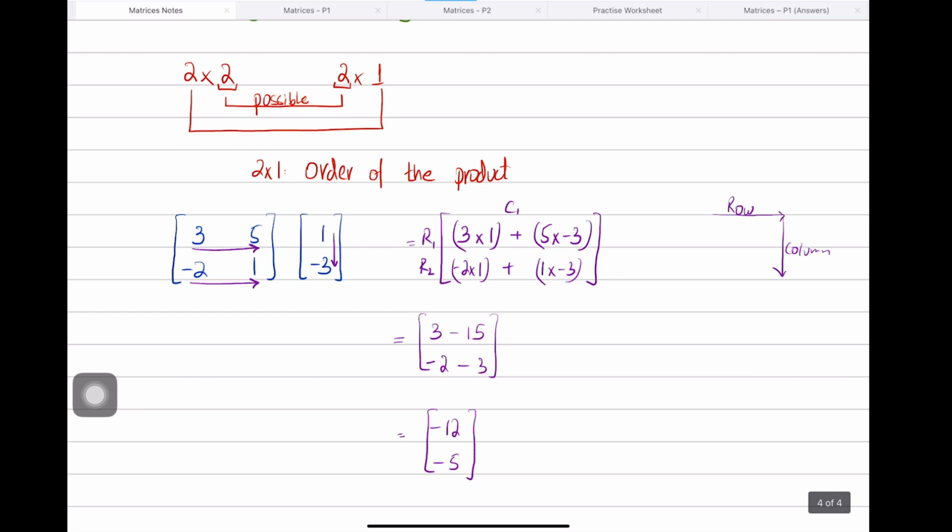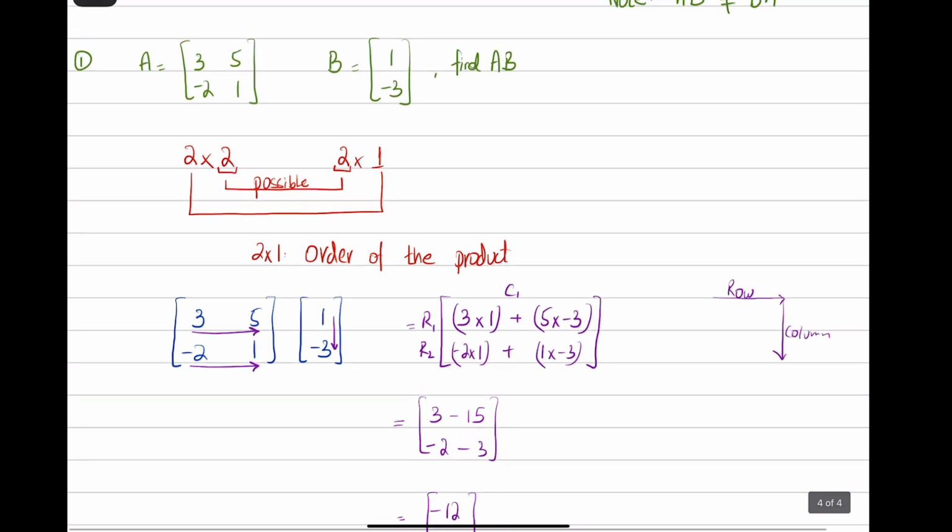And notice what we saw earlier. We saw that the final answer has to be a 2 by 1 matrix, which it is. So that means we've done everything correctly. And this is how you multiply two matrices together.